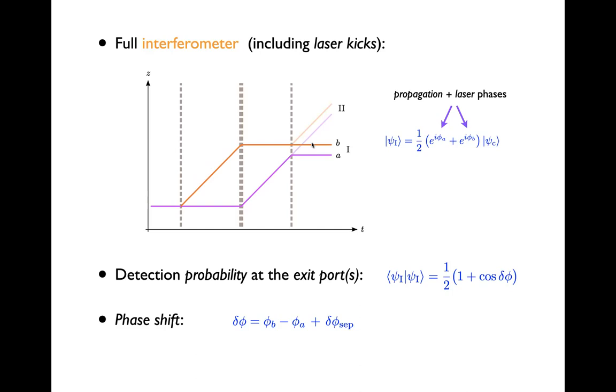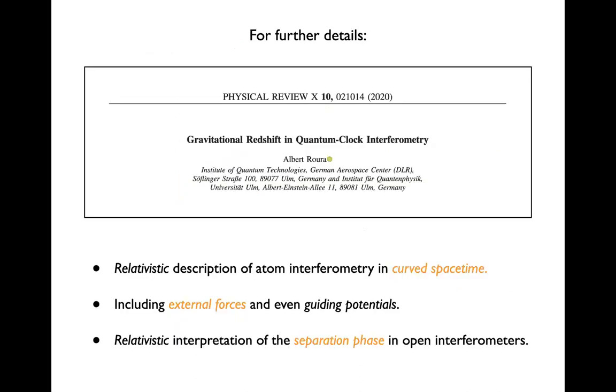So I don't have time to go through this in any more detail, so I want to move to the experimental proposals. But if you're interested in seeing further details, you can find them here. There you can see, as I said, a fully relativistic description of atom interferometry in curved spacetime, including external forces, even guiding potential, so it's not limited to small forces. And even various aspects, for example, the relativistic interpretation of the separation phase in open interferometers that I mentioned before, but that will not be playing a crucial role in the rest of my talk today.